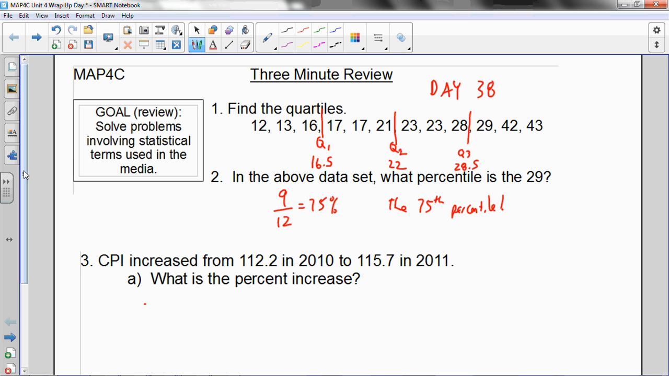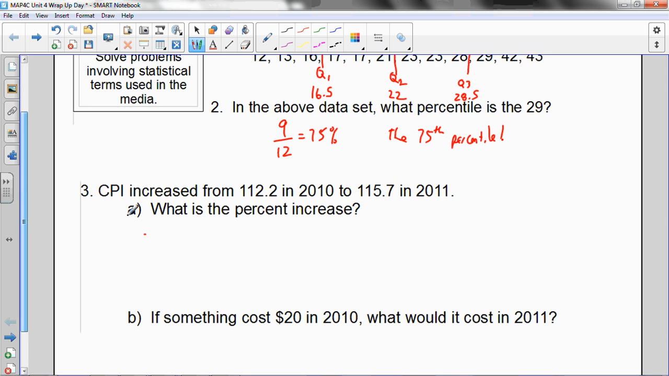Good. Another question, indices, which we've been working with the last couple of days. What's the percent increase from that to that? And remember a little formula, new minus old over old. And new is 115.7, subtract old, which is 112.2, over 112.2. And bada boom, bada bing in the calculator, 3.1%. And again, this will give us a decimal, 0.031, and then we change it to a percent by multiplying by 100.